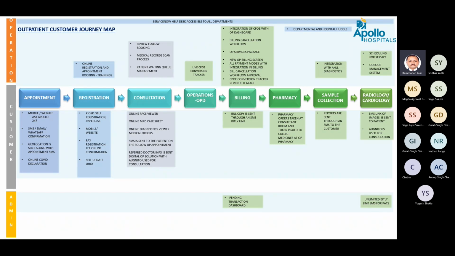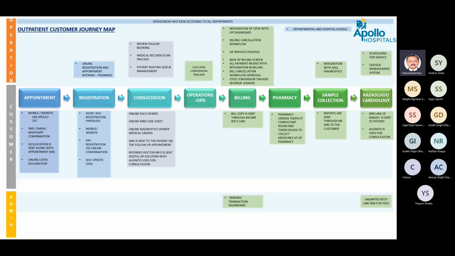At the same time, once the consultation is completed, for whatever investigations are suggested for the patient, the customer will get one URL where, if he wants, he can do billing and payment online. That facility is also available. That is option one. Option two, if he is not able to do the transaction on his mobile, he can go to the nearest OP billing counter. As soon as they type the UHID, whatever investigations the doctor has prescribed show there.